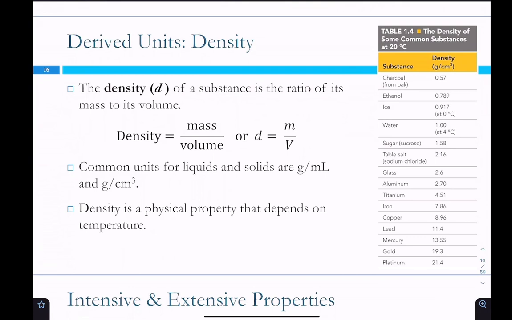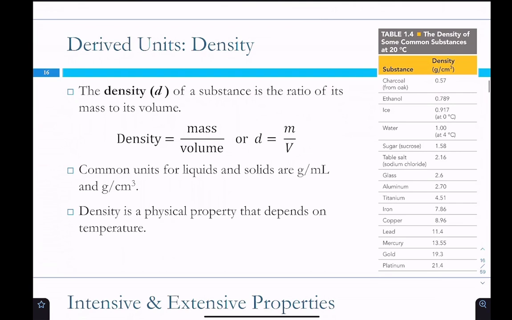Density is a physical property, and it does depend on temperature. So usually if you heat things up, they expand. If you cool them down, they contract. And that affects the density because you're changing the volume. The mass stays the same.